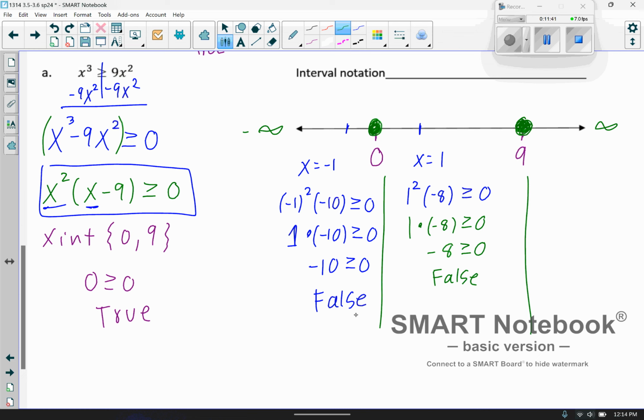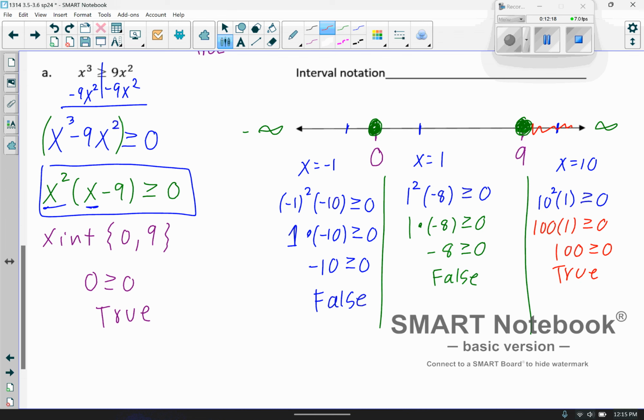So that's kind of interesting. We broke that pattern. We've got a false, false. Let's see about the last one. We need to test something over here. Let's test like 10. So we're going to have 10 to the power of 2 times 10 take away 9, which is 1. Is this greater than or equal to 0? Well, 10 squared is 100. 100 times 1 is going to be 100. 100 is greater than or equal to 0. Yeah, 100 is greater than 0, so that's going to be true.